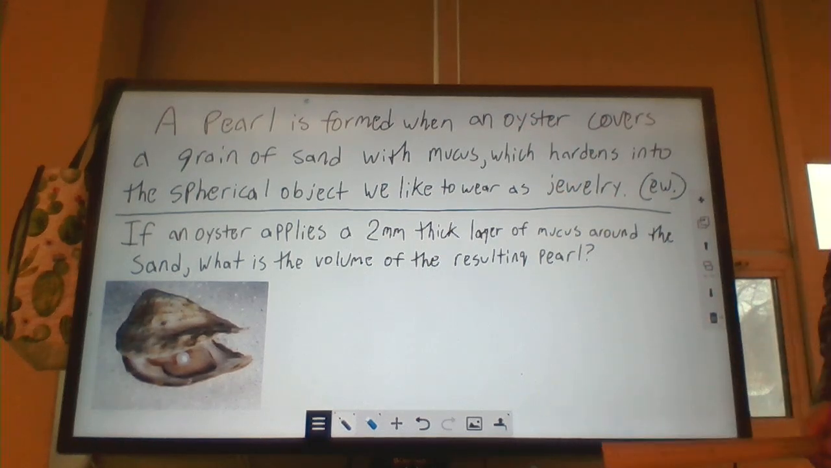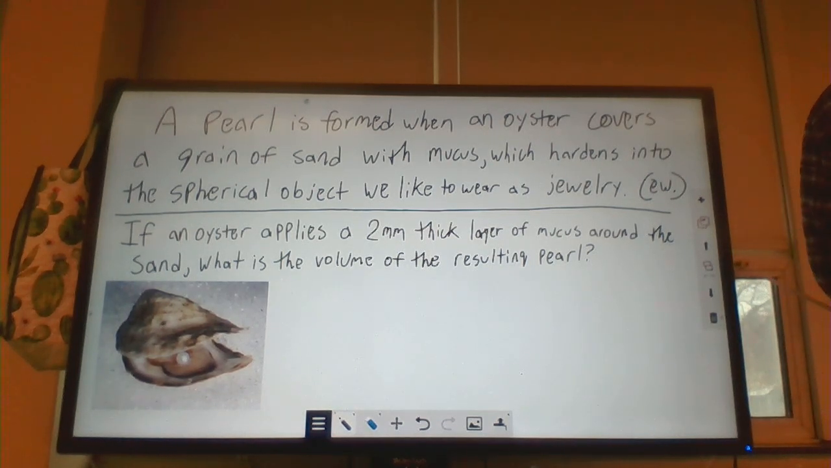Now here's the math problem. If an oyster applies a 2 millimeter thick layer of mucus around the grain of sand, what is the volume of the resulting pearl? Go ahead and give it a try. I'm going to start flipping through the slides. Feel free to pause at any time if you need a hint and want to try the rest on your own. Or just let it play if you want to see the entire thing.